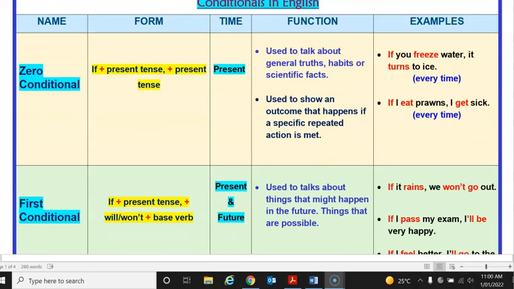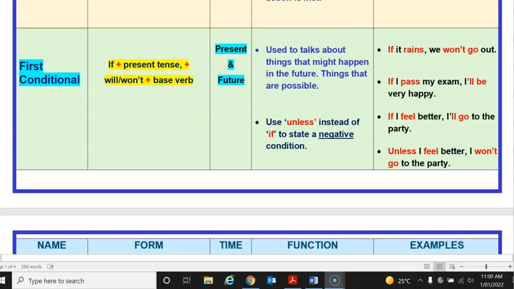Let's have a look at the first conditional now. So with the first conditional, we have if plus present tense, comma, will or won't, plus base verb. And we use this conditional to talk about things in the present and the future. We use it when we want to talk about things that might happen in the future or things that are possible. So it's a real conditional.